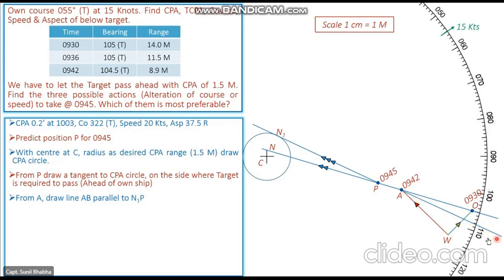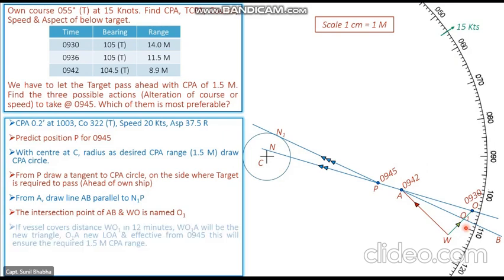You can see that line coming up. We name the free end of this line as Bravo. So we want the target to move on this line of approach. Now this line Alpha to Bravo intersects the own ship course line, that is the WO green color vector, at this particular point. This is the intersection point of the new line of approach and own ship's course and distance vector WO. Let us name this intersection point as O1, Oscar 1.